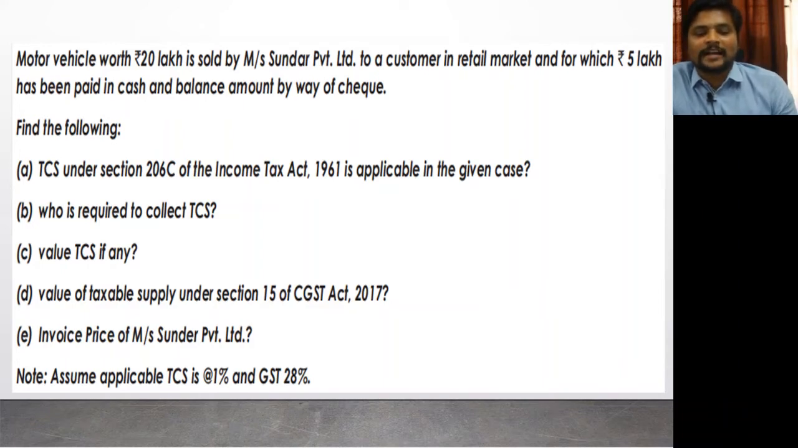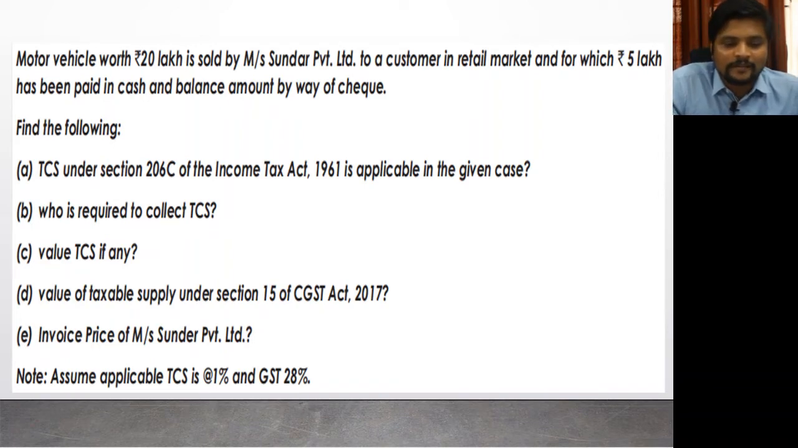Next, value of taxable supply under section 15 of the CGST Act. Under section 15, how will you determine the value? Here the value to be included is only 20 lakh rupees. Whatever TCS amount is to be collected over and above this 20 lakh rupees as per the Income Tax Act should not be included, based on the circular which I discussed before. By applying that circular you can answer that the value under section 15 will be 20 lakh rupees in the current case.